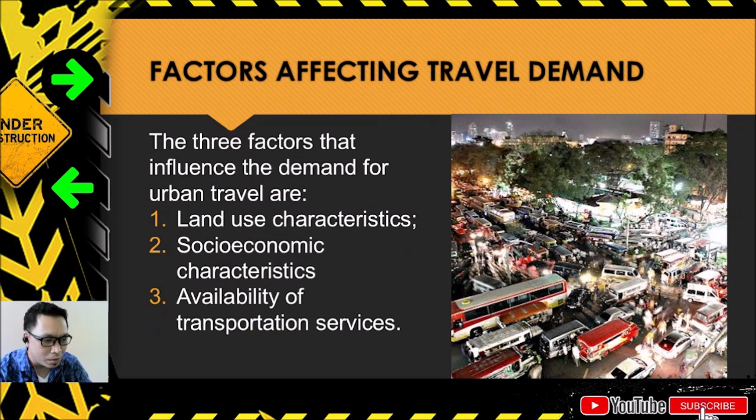Next, we have factors affecting travel demand. So what are the factors that affect the travel demand? We have three factors. The first one is land use characteristics. The second is socio-economic characteristics, and availability of transportation services as the last.